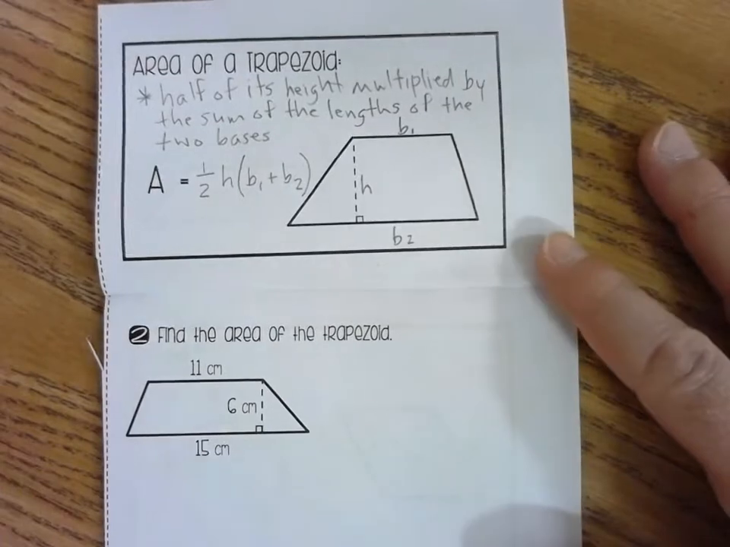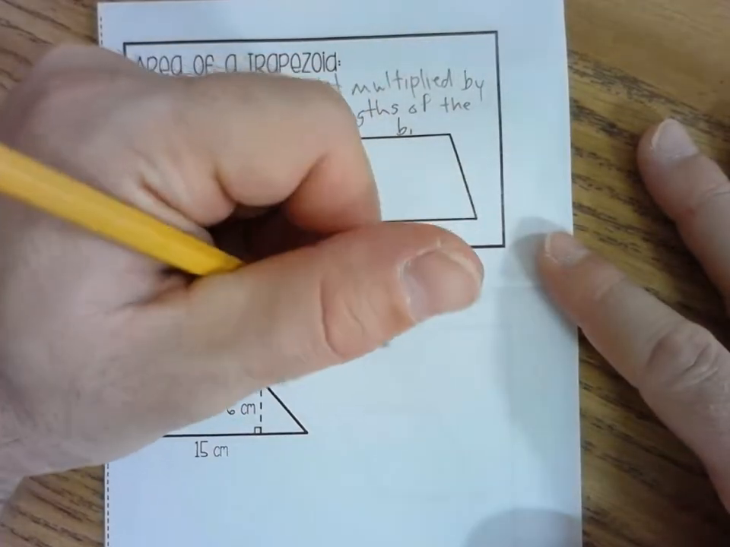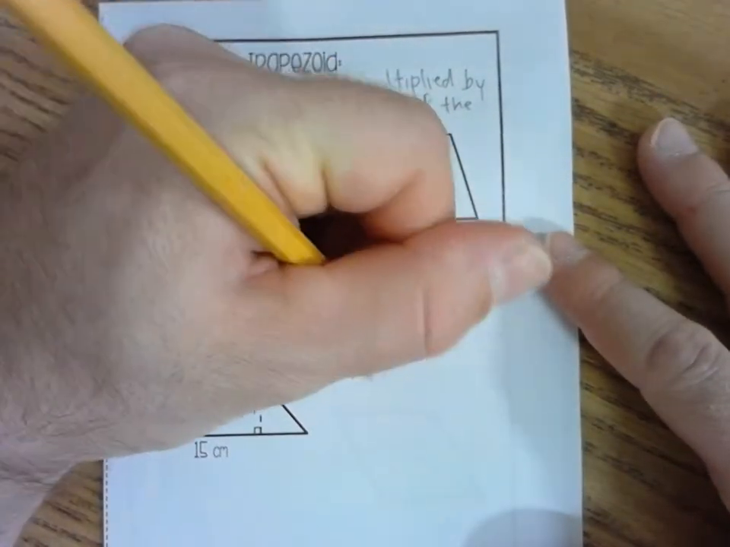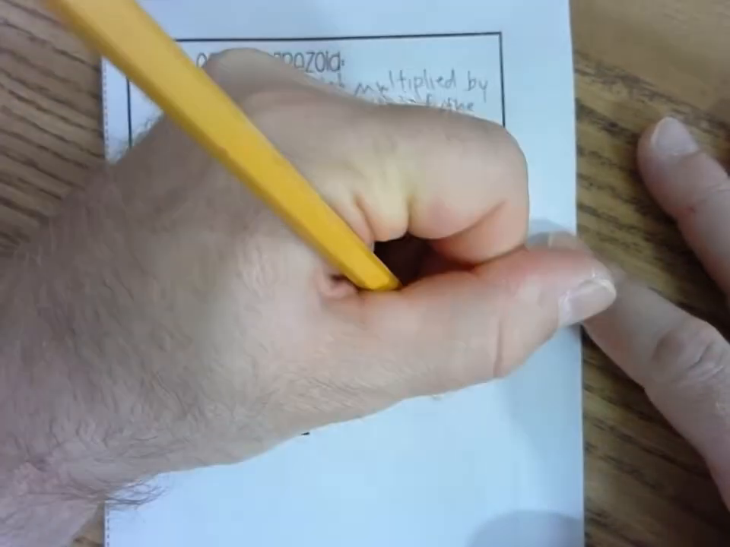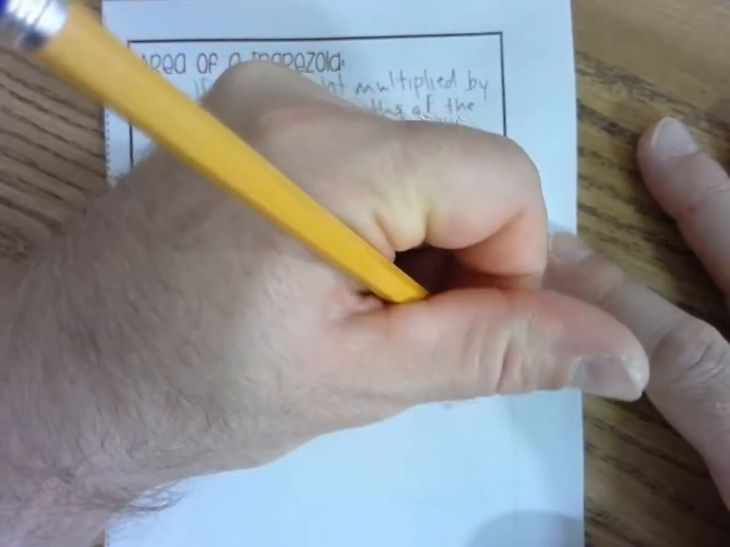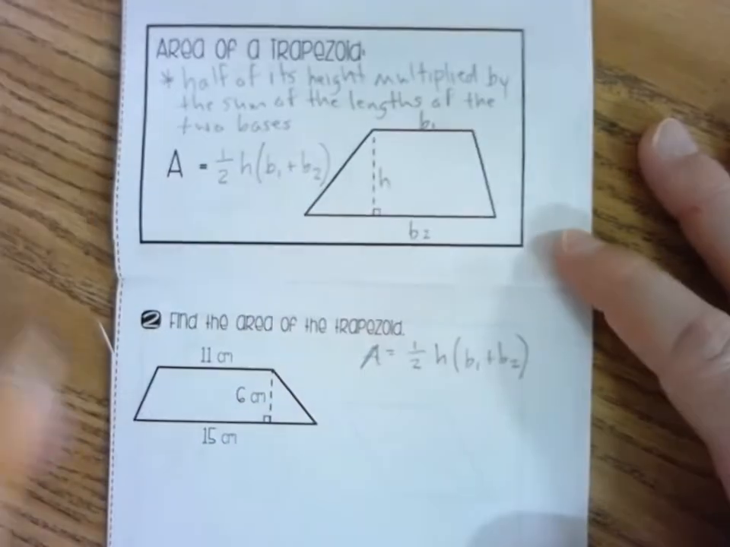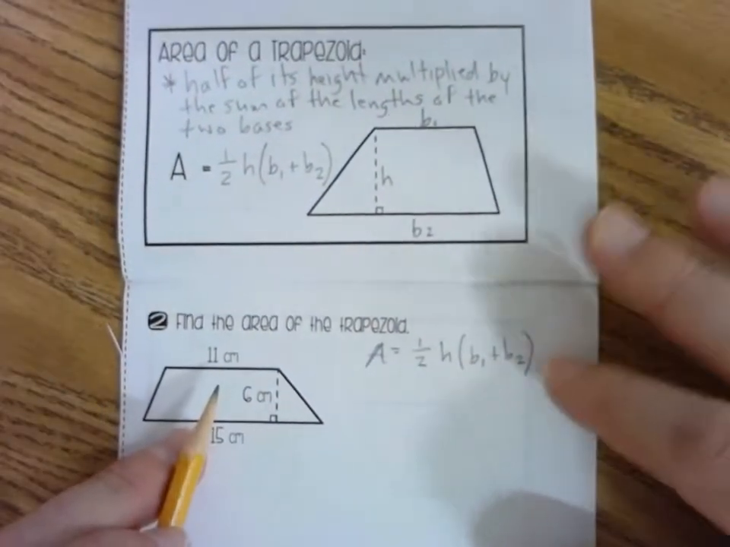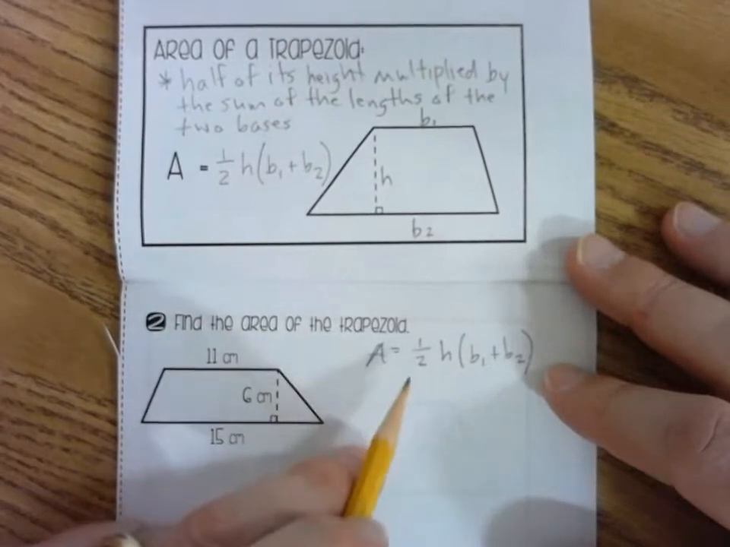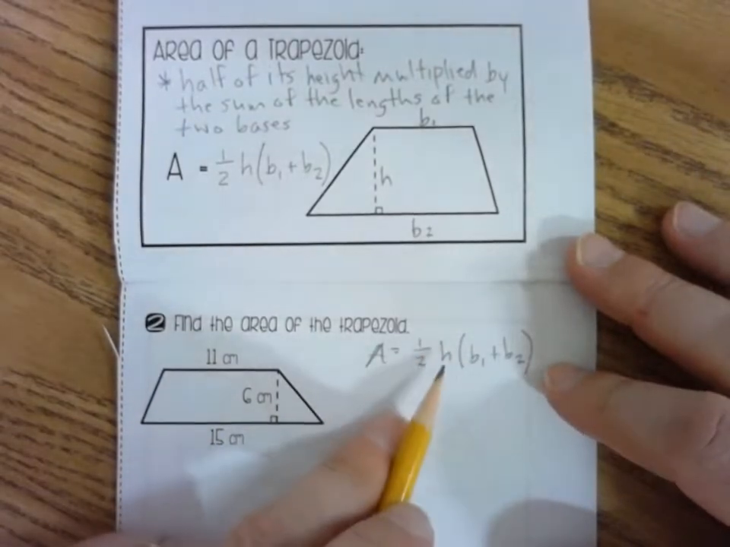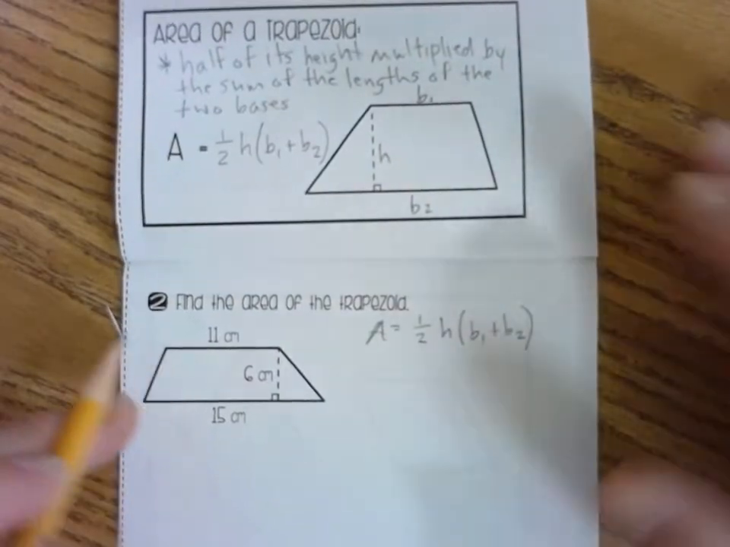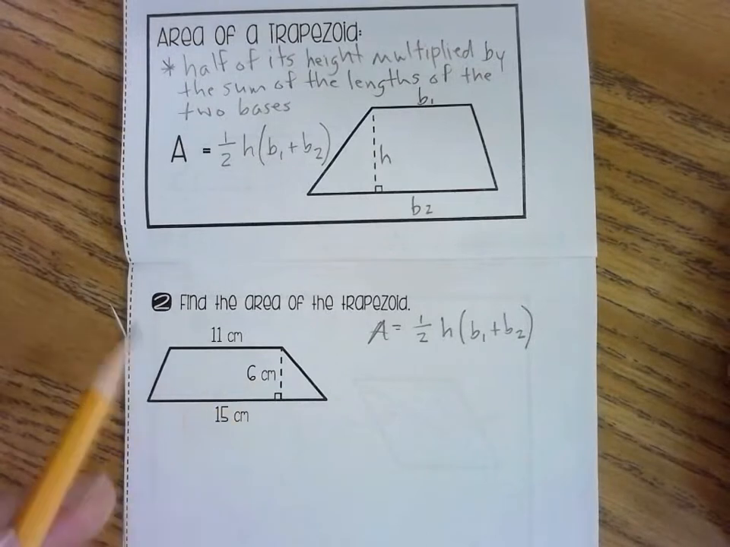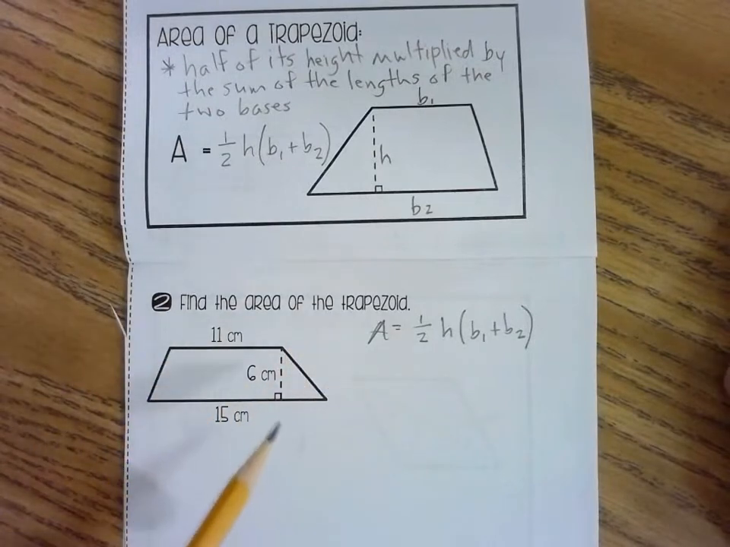Then you're going to write down the formula. So go ahead and write down the formula. Area is equal to 1/2 height times base 1 plus base 2. Okay? So now what you want to do is rewrite your formula using the information that they give you. If you think you can do this, go ahead, pause it, and try it out and see if you can get the correct answer.